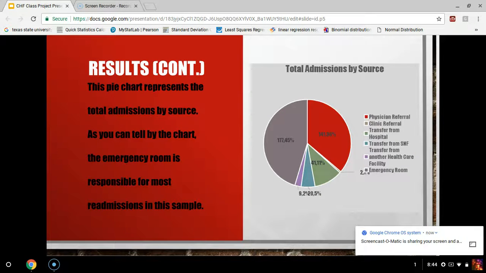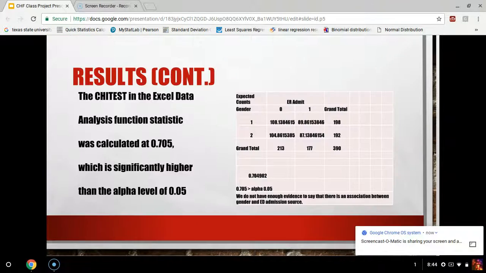The next chart I'm going to show you represents the total admissions by source, and it's a pie chart. And as you can tell by the pie chart, the emergency room is responsible for most readmissions in this sample.